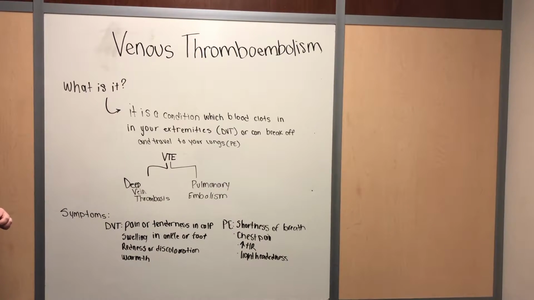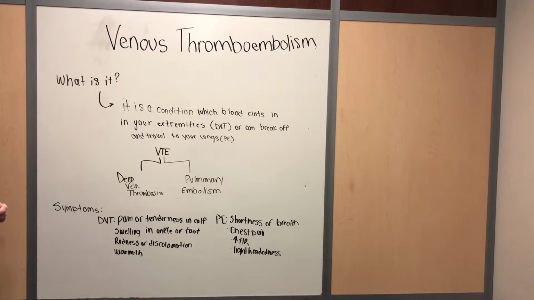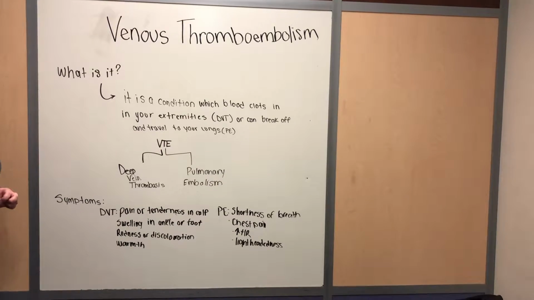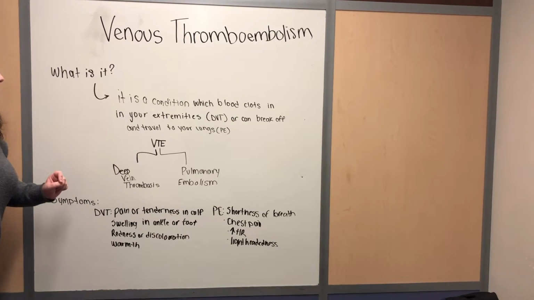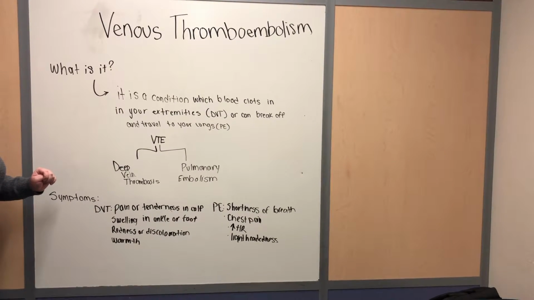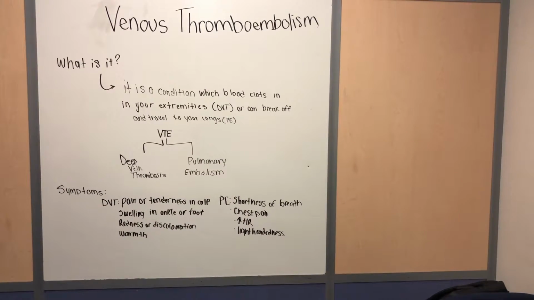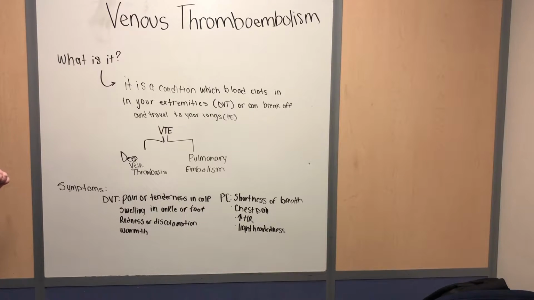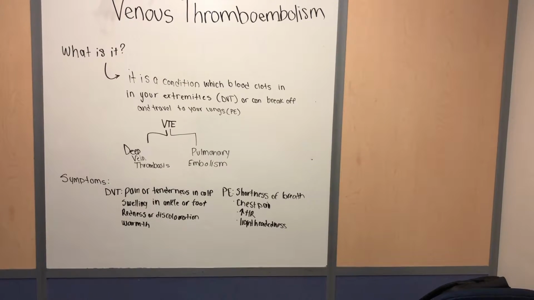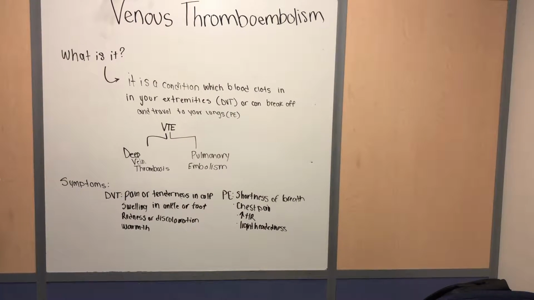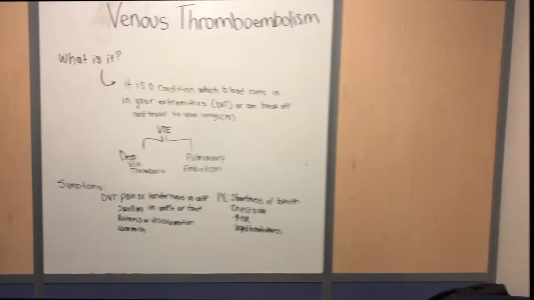It is a condition in which blood clots in your extremities, DVT, or can break off and travel to your lungs, a pulmonary embolism. So VTE is an umbrella term that contains a deep vein thrombosis and a pulmonary embolism. A deep vein thrombosis happens in your extremities and a pulmonary embolism is in your lungs. The symptoms of a DVT are pain or tenderness in the calf, swelling in ankle or foot, redness or discoloration or warmth. PE, the symptoms are shortness of breath, chest pain, increased heart rate, and lightheadedness.